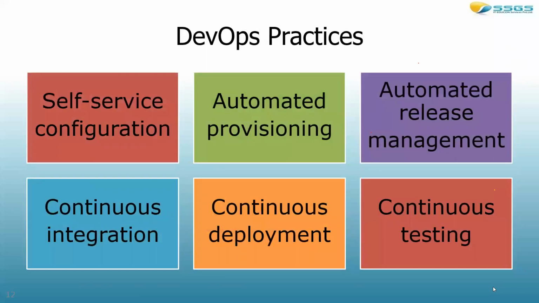How do we achieve that? What are the practices that lead to early and frequent delivery with high quality, of course? The first and foremost is self-service configuration. There is nothing where we have to go outside the team and request certain services from an outsider. So if a build definition is to be created, it should be within the team.